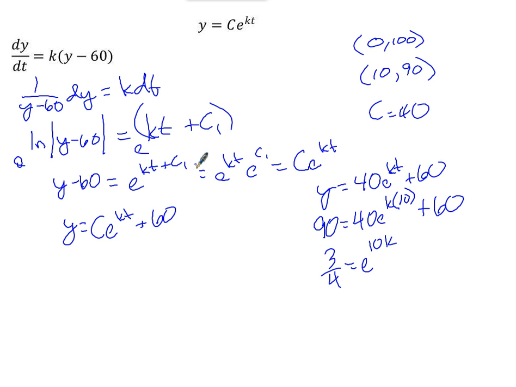plus c. The exponent can be simplified by breaking this whole thing into two like bases being multiplied together, which is what we did here. And because e to the c is just a number, it's a constant, we turn that into a constant times e to the kt, which is where we came up with that. Then we had this minus 60 over here, so we added 60 to both sides to wind up with y equals c e to the kt plus 60. That's the basic part of this equation.